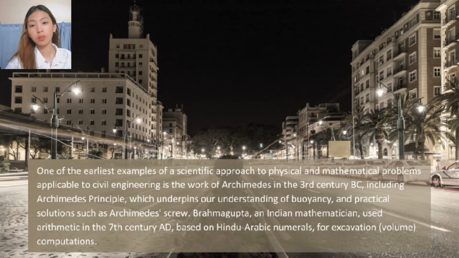Brahmagupta, an Indian mathematician, used arithmetic in the 7th century AD based on Hindu-Arabic numerals for excavation computations. Civil engineering developed physical and mathematical approaches, and the earliest of these were the Archimedes principle, the work of Archimedes, and the arithmetic used for volume computations proposed by Brahmagupta.